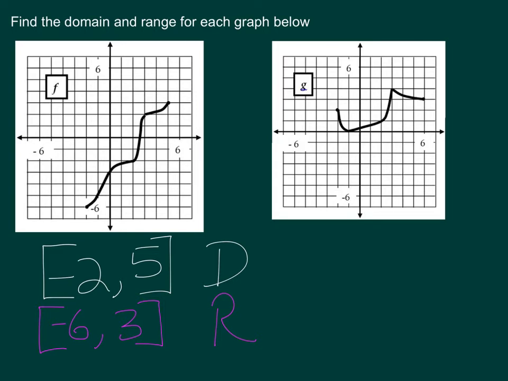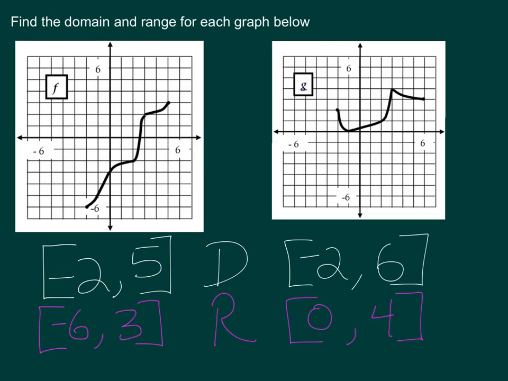And then using the similar ideas over here with this particular function, the smallest x value to the largest x value, and the smallest y value, or the bottom of the graph, to the largest y value, you can see that the domain and range are -2 to 6 for the domain and 0 to 4 for the range.